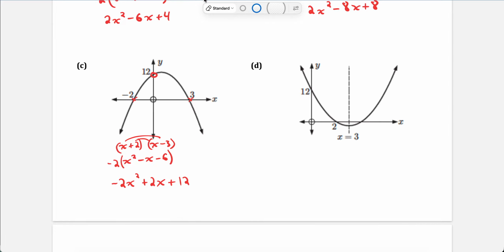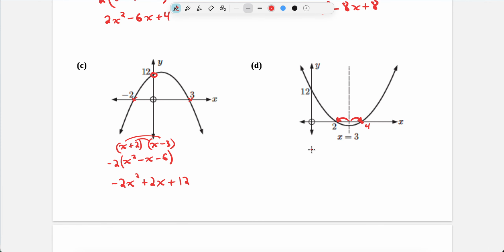All right, last one. So I've got my axis of symmetry is given, and I have one of my roots. Now I know that my roots need to be symmetrical about this axis of symmetry. So if I went 1 unit to the left to get one root, well then I need to go 1 unit to the right to get my other root. Okay, so that means if one root is at 2, then the other root will be at 4.